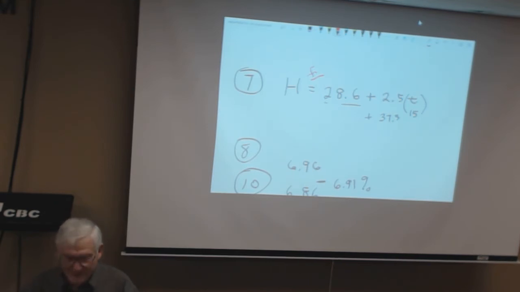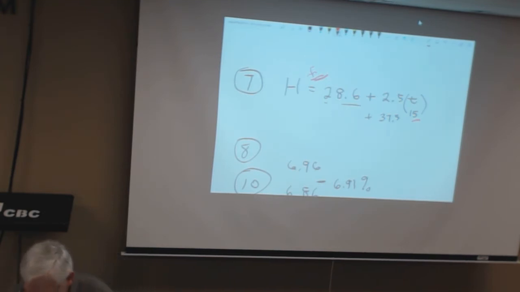Now, watch. This is where people will make a mistake on the test. Which formula will they pick? The first one. They won't even think about male or female. They just pick the first formula, use it, and get the answer wrong. But because it said female, I'm using the female formula. H is 28.6 plus 2.5 times the length of the tibia.